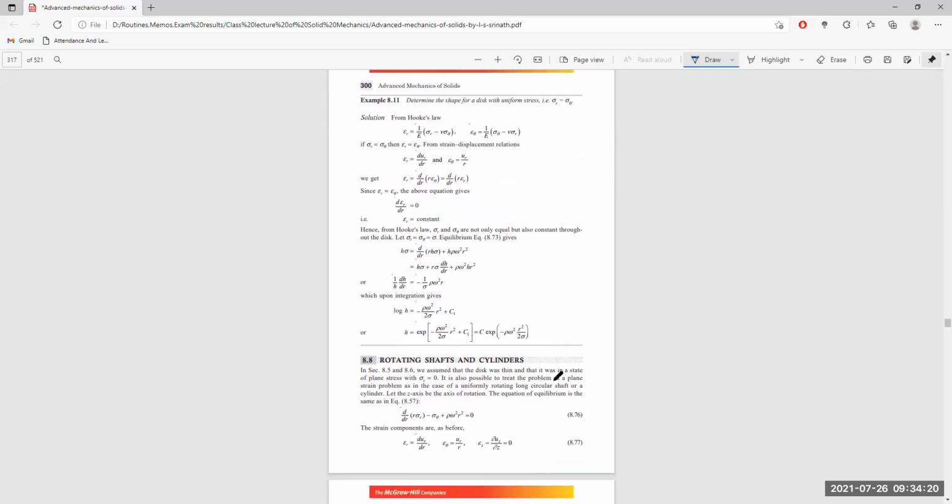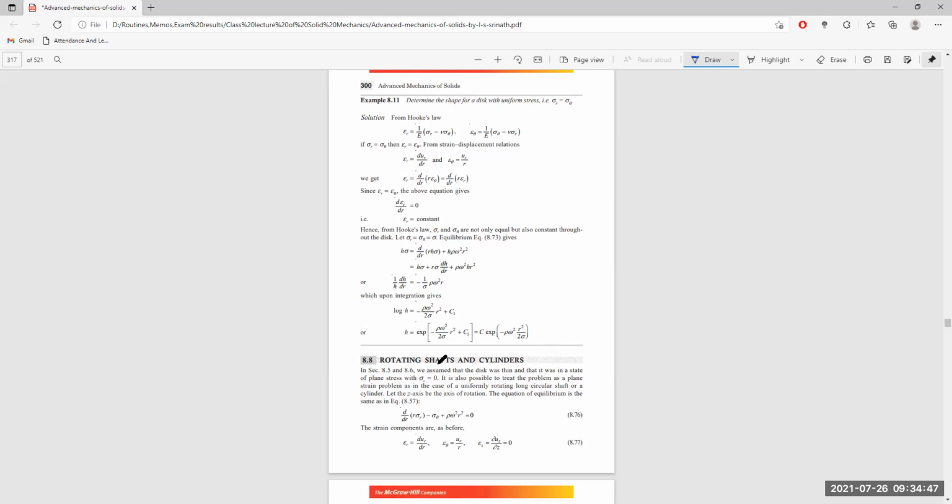So let us go to another portion, which is the rotating disk and cylinder itself. When both are rotating at a time, what is going to happen? In sections 8.5 and 8.6.